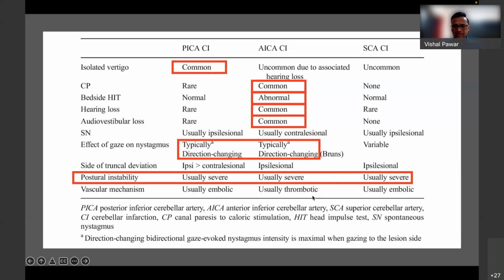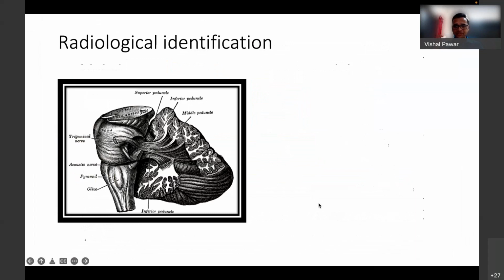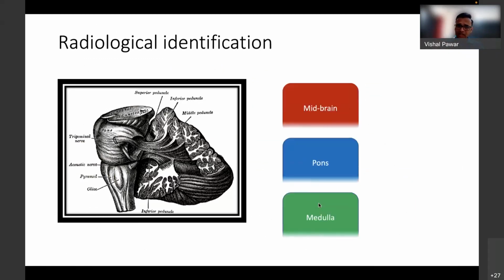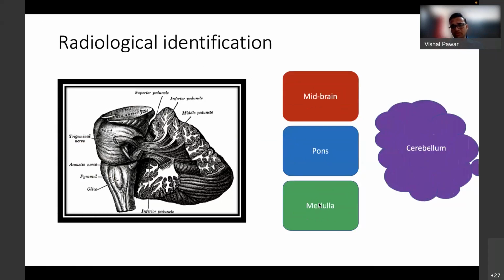So many times this question is asked in conferences: tell me one sign which can differentiate central and peripheral. It is not so easy. It's very important to remember that vestibular vertigo can happen due to involvement of the brainstem anywhere, and the cerebellum. So wherever it is happening, we have to look for associated symptoms and signs.